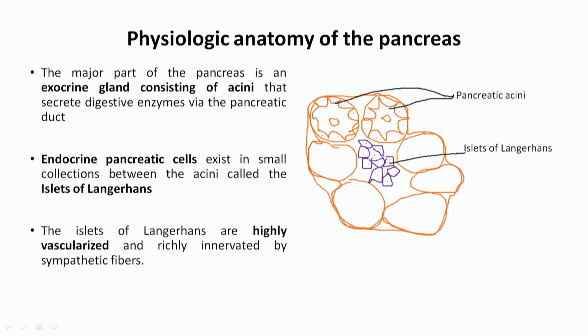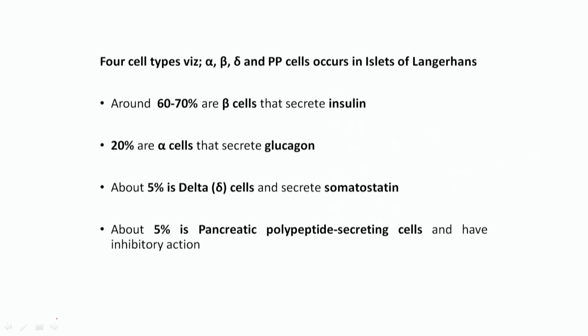In between the exocrine part of the pancreas, you can see a group of cells called the islets of Langerhans, and different cells there secrete different kinds of hormones. These islets of Langerhans are surrounded by highly vascular tissue. Blood vessels provide blood circulation to the group of cells.